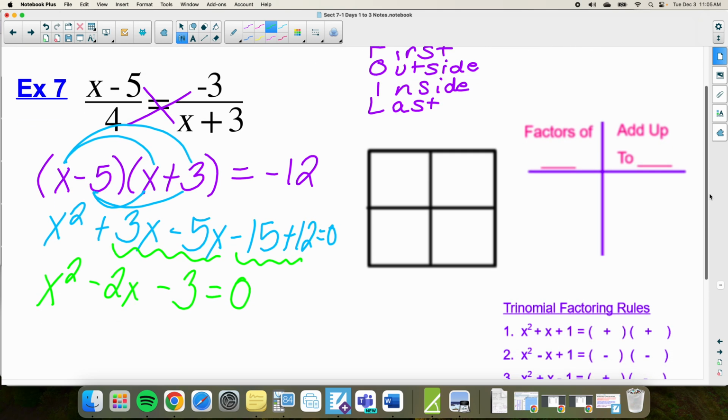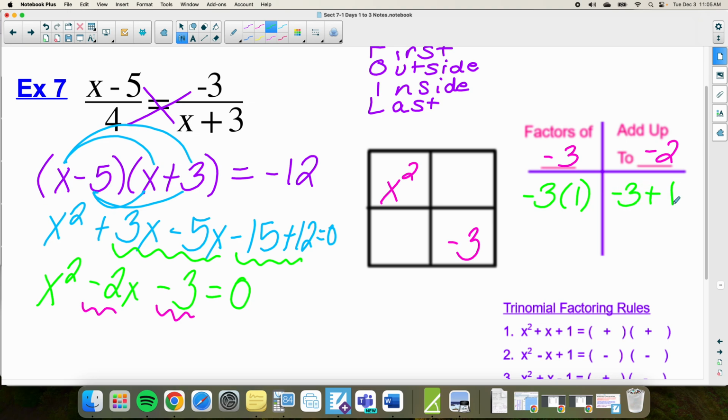Okay? Then like we talked yesterday, the x squared goes here. The negative 3 goes here as well as here. And then whatever is in front of your x with the sign goes here. So can you guys think of two numbers that multiply to give you a negative 3, Christian? Negative 3, 1. Yes. Negative 3 times 1 is negative 3. Negative 3 plus 1 is negative 2.